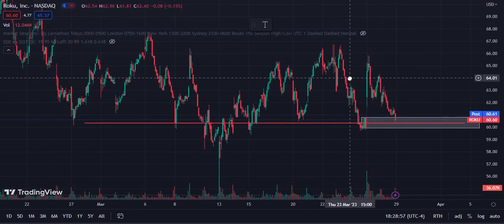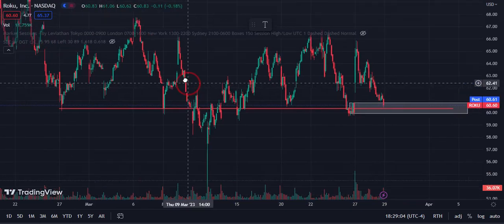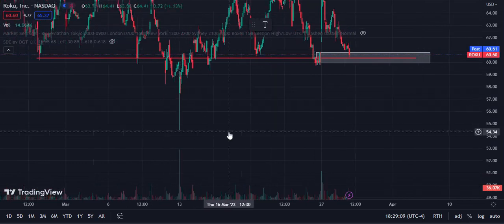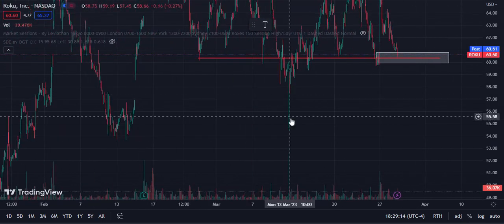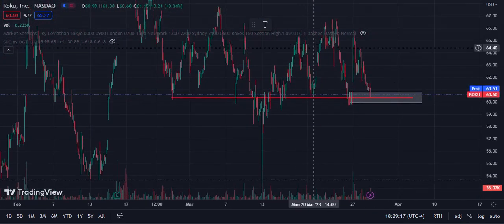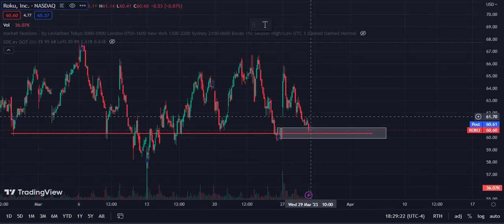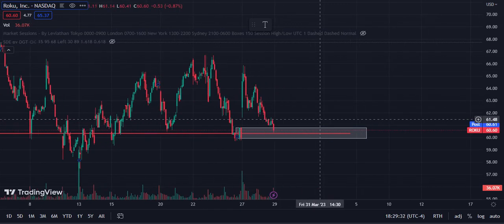There's actually a very similar setup on Roku that also caught my attention, right? You have this support level, we have this huge breakdown, and it even had this really big wick, which is extremely important. You have all of these sellers trapped in this wick. You make a strong reversal, you come back down to this area. We bounced from it, we came back down. We bounced from it, we came back down. This time, and this time, right here. So one, one, two, and then three, and then this is my entry.